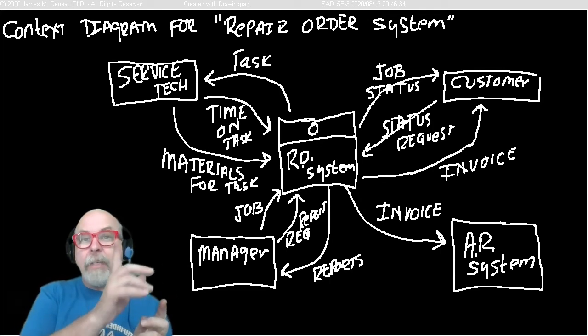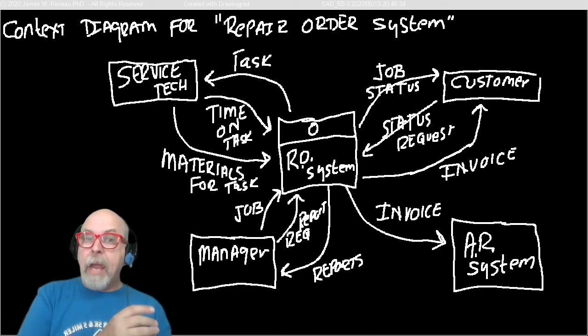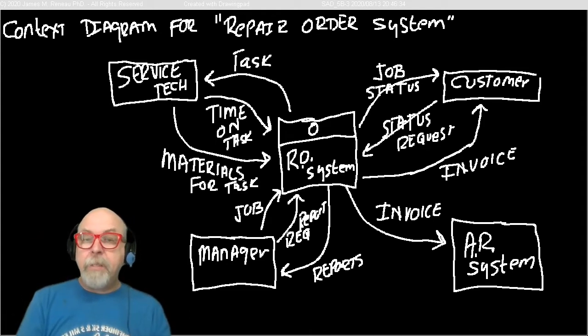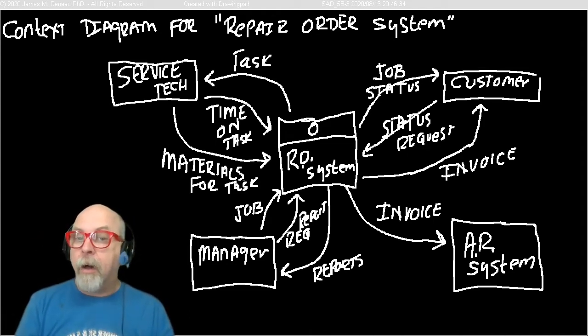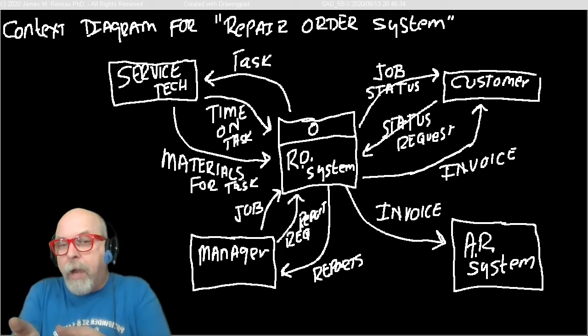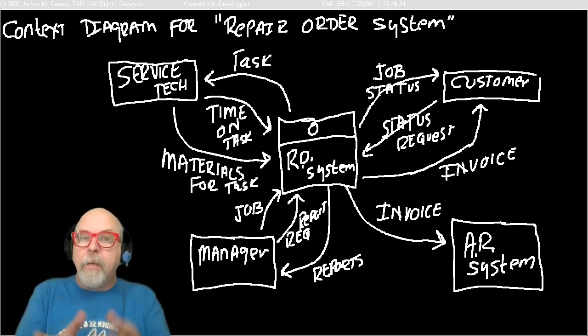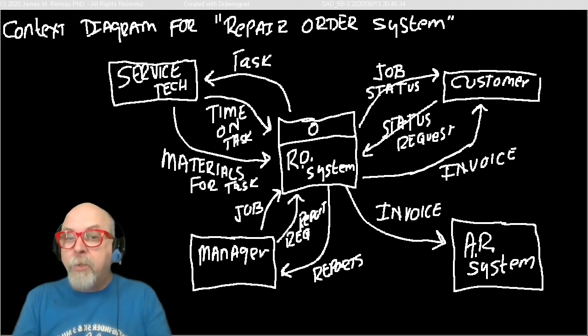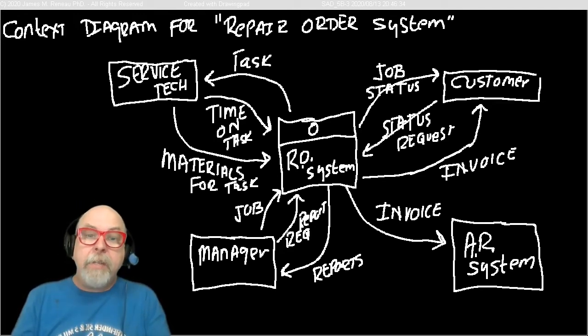So a task is sent to the service tech, and the service tech then sends back to the system the time he or she spent on the task. I spent 3 hours on the task today. I spent 2 hours on this other task today. So the system now is tracking how many hours are spent on each task, whether the task is finished or not.